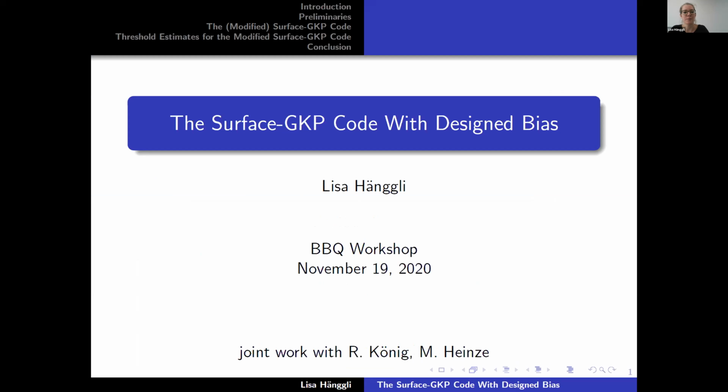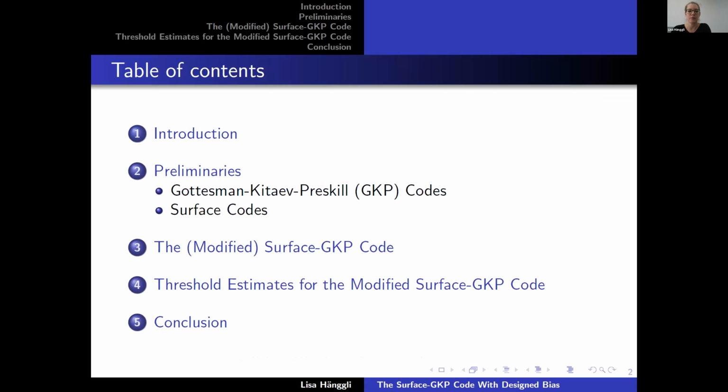And I will be talking about Surface-GKP codes with design bias. This is based on work together with Robert König and Margret Heinze, also here from Munich. I will first give you an introduction telling you what it is all about, and then we will have to go through some preliminary information, mainly about notation, conventions, and assumptions concerning GKP and surface codes.